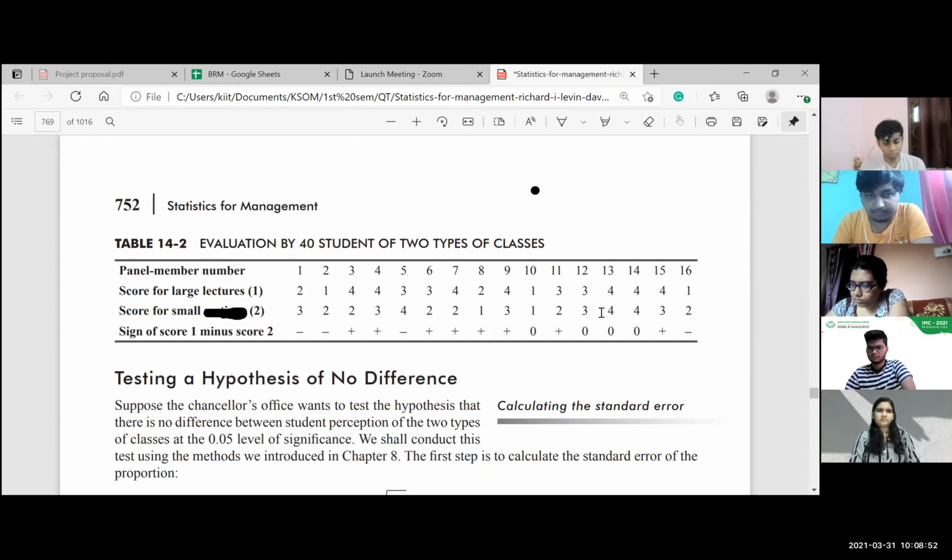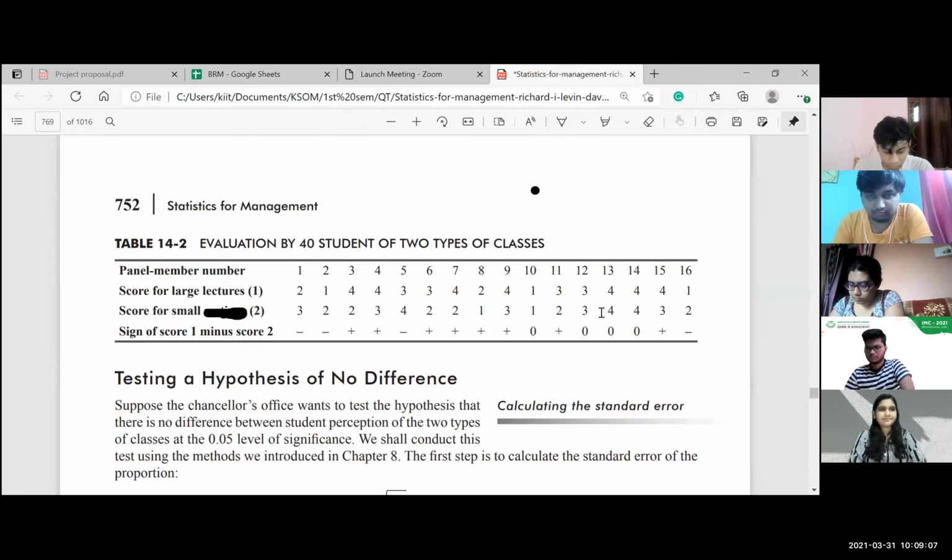Why are you ignoring 0? Any logic, Smriti? Because they are undecided. Both are equal for them. You want to compare. So in this case, we are deciding which is better. What should be implemented by the B school?